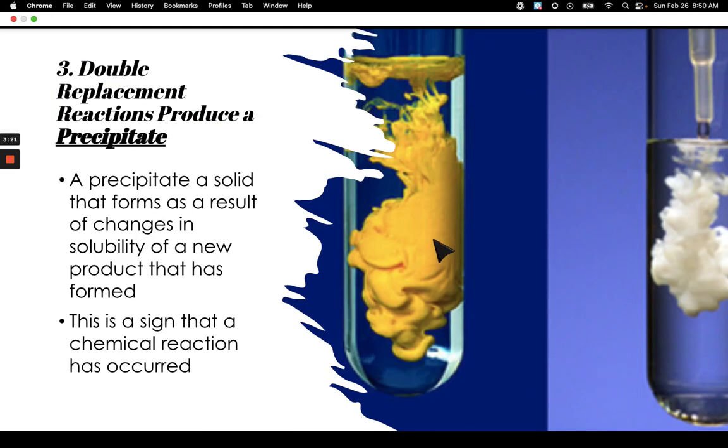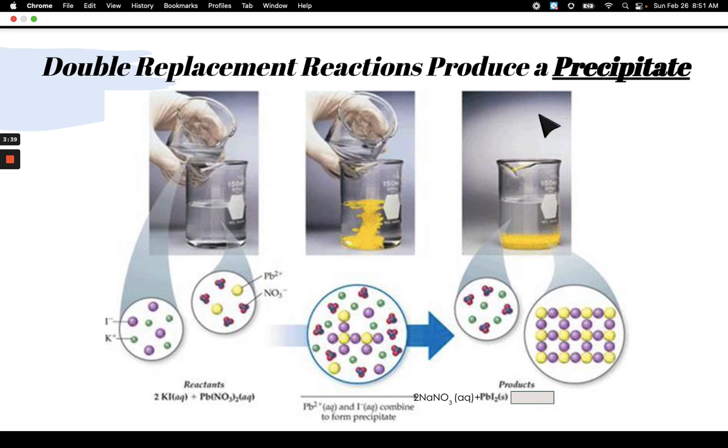Okay, so double replacement reactions produce a precipitate. A precipitate is a solid that forms as a result of changes in solubility of a new product that has formed. Okay, this is a sign that a chemical reaction has occurred. All right. So let me give you one other example that you can see in pictures. Double replacement reactions produce a precipitate.